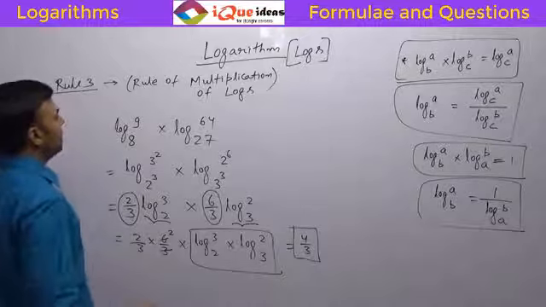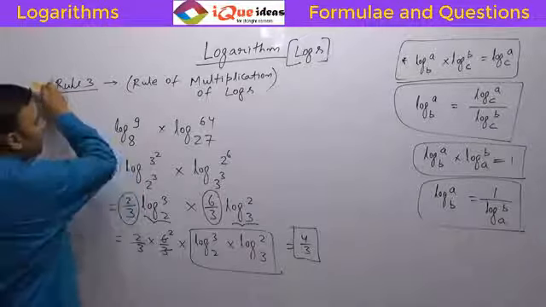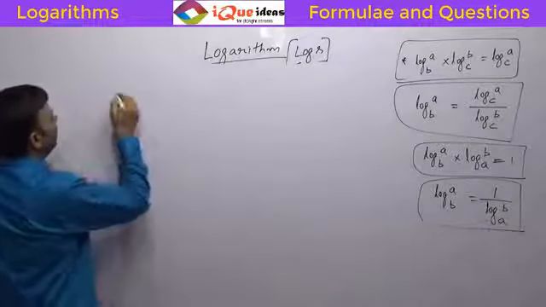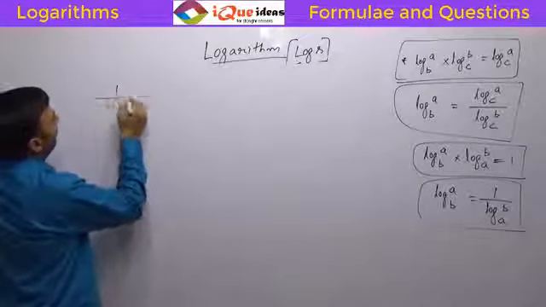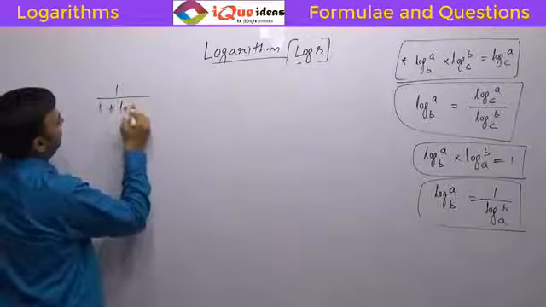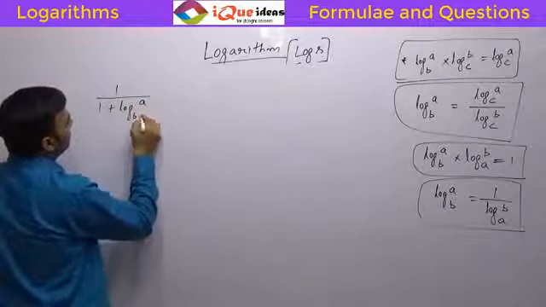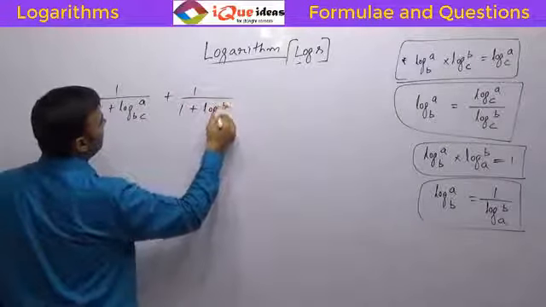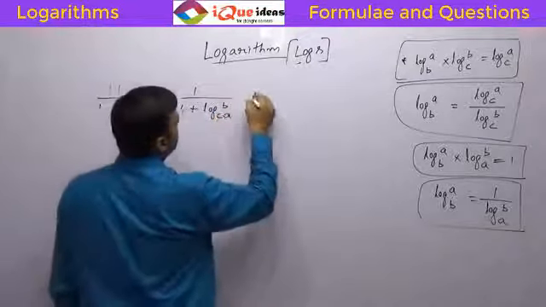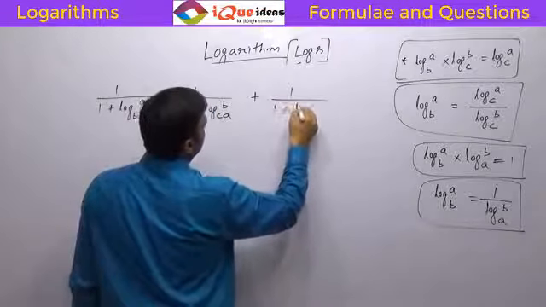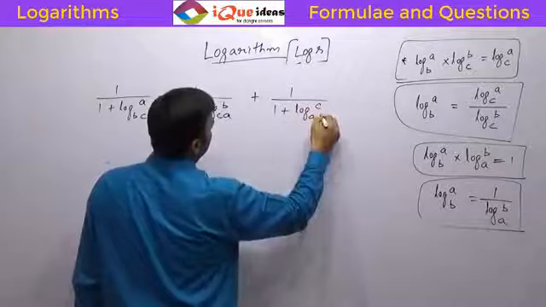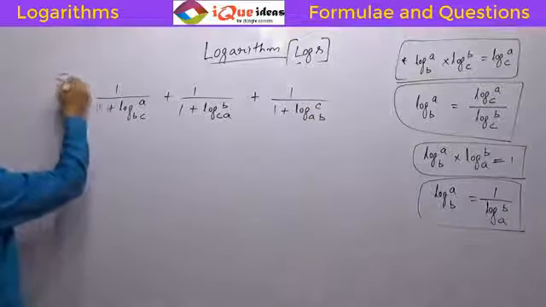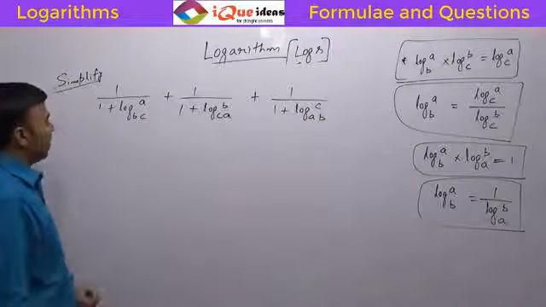Let's take another good question. Suppose we have 1 by 1 plus log a to the base bc, plus 1 by 1 plus log b to the base ca, plus 1 by 1 plus log c to the base ab. And the question says simplify. Now let's try and solve.